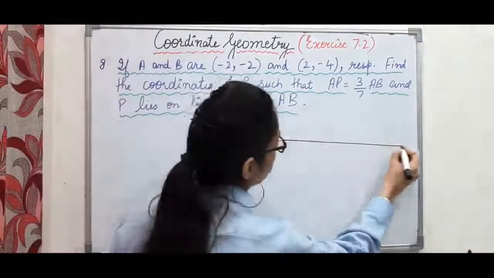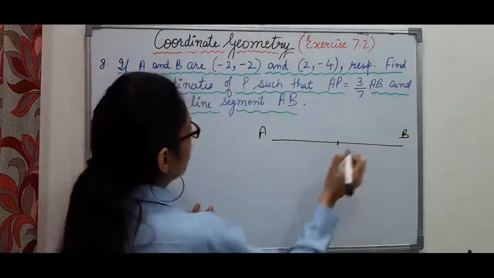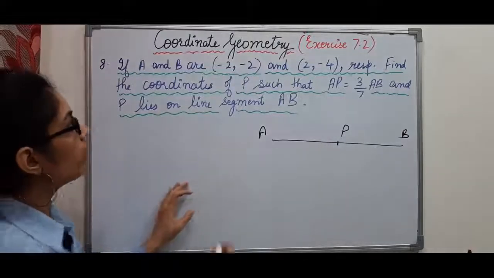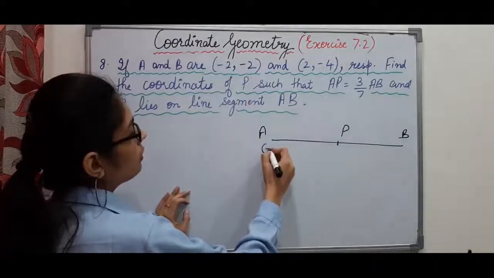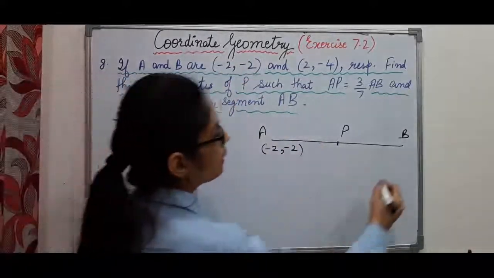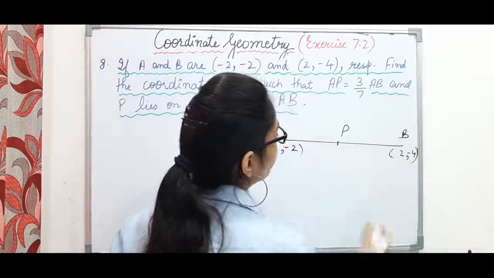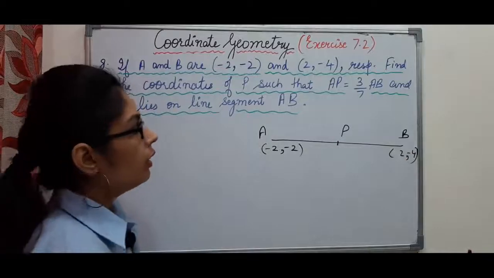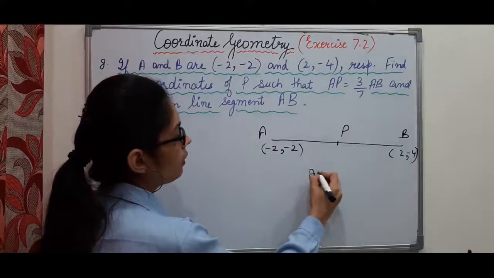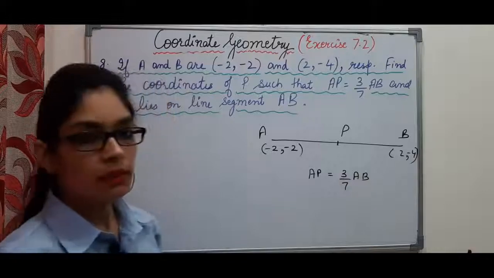So we have one line segment AB, and this point P lies on this line segment AB. The coordinates of A and B are given to us. This minus 2 are the coordinates of point A, and minus 2, minus 4 are the coordinates of point B. And now we have been given that AP is equal to 3/7 of AB.